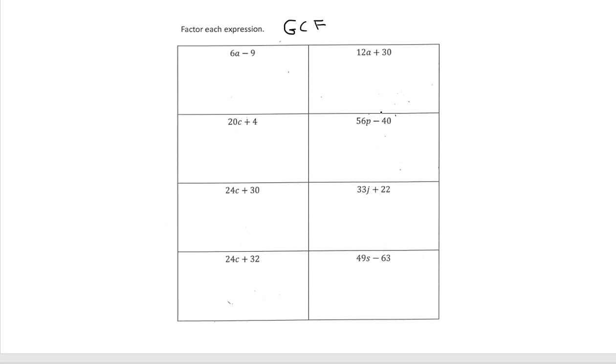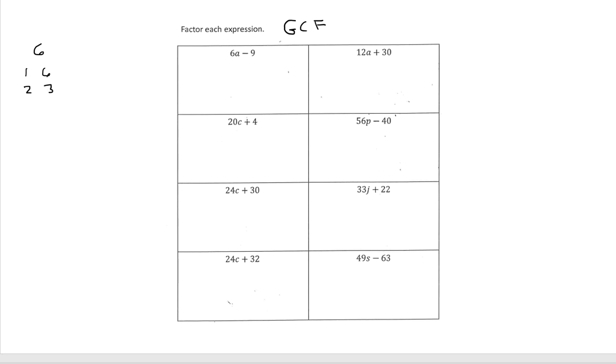Okay, now factors are what multiplies together to get to a number. Okay, so if we have the number 6, the factors of 6 would be 1 and 6 and 2 and 3. These are the different ways that you can multiply together to get to 6. You can do 1 times 6 or 2 times 3.